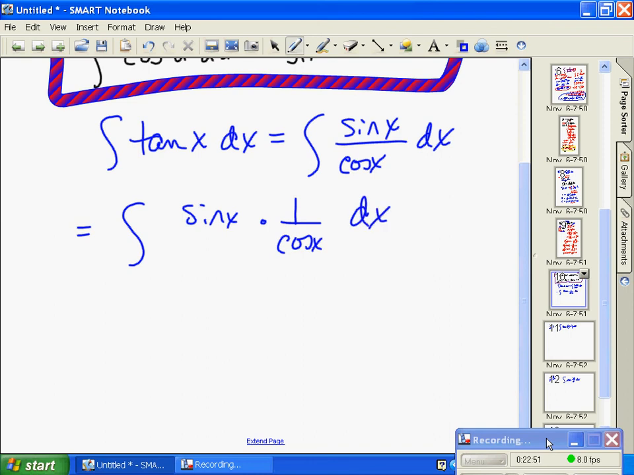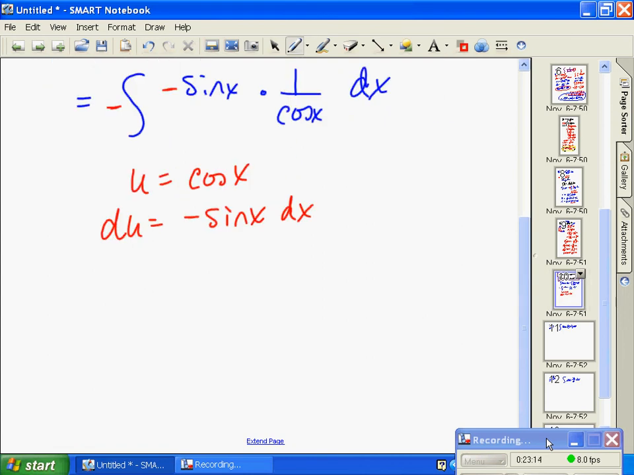Now, in looking at this problem, I would just let u be equal to the cosine of x. Du, the derivative of cosine is negative sine of x dx. Well, when I look over here at this problem, I have sine of x dx. I need a negative. So I'm going to put a negative out front.